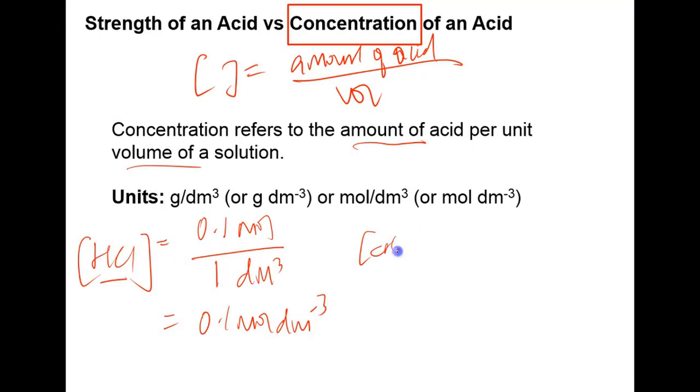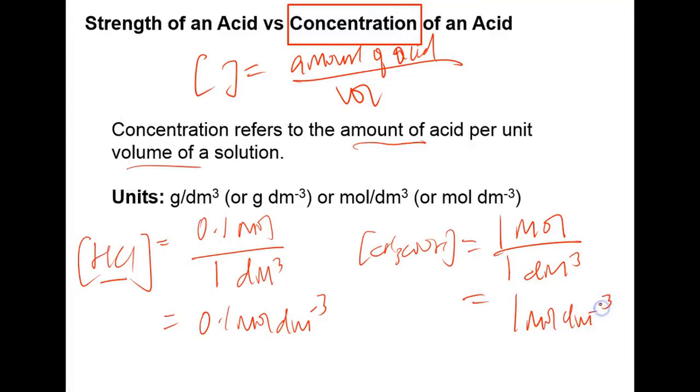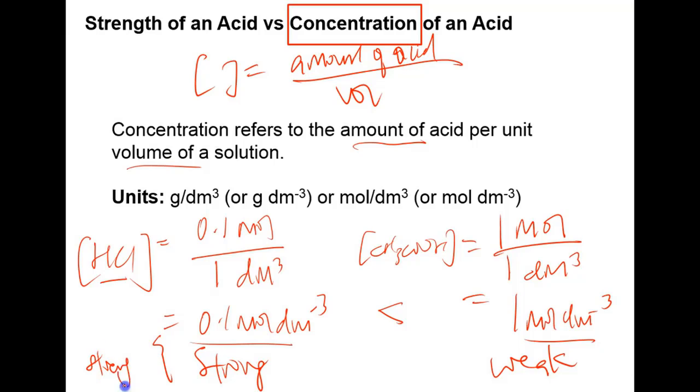And if I have my ethanoic acid over here, and I have say 1 mole of ethanoic acid, and I have the same volume of water, I get 1 mole per dm cube of ethanoic acid. So this is a higher concentration of weak acid, but I do not change the strength of the acid. The strength remains unchanged. The strength is only dependent on the acid itself. The concentration is dependent on the initial amount or mass you add into the water.